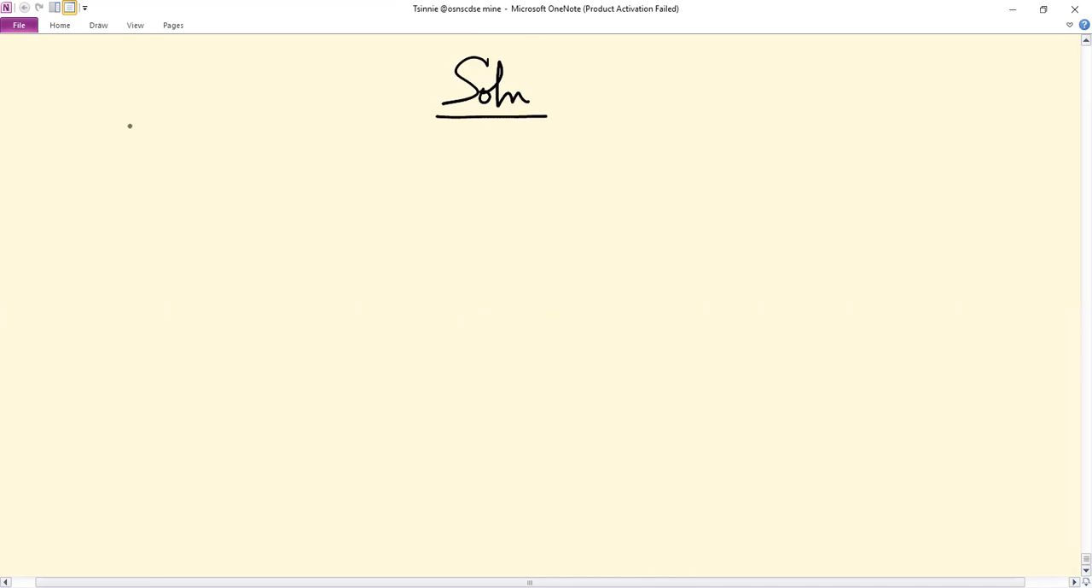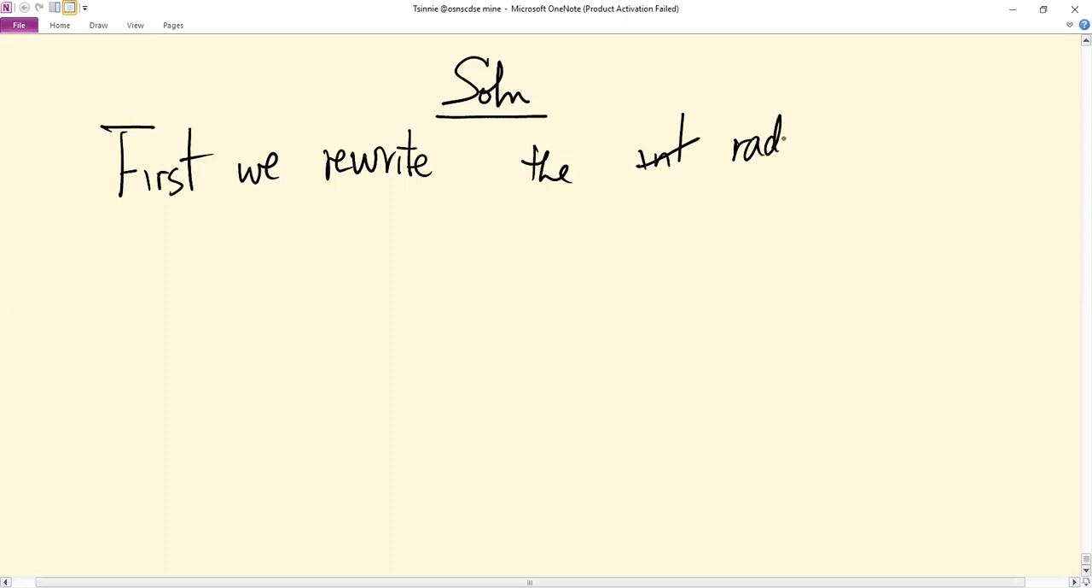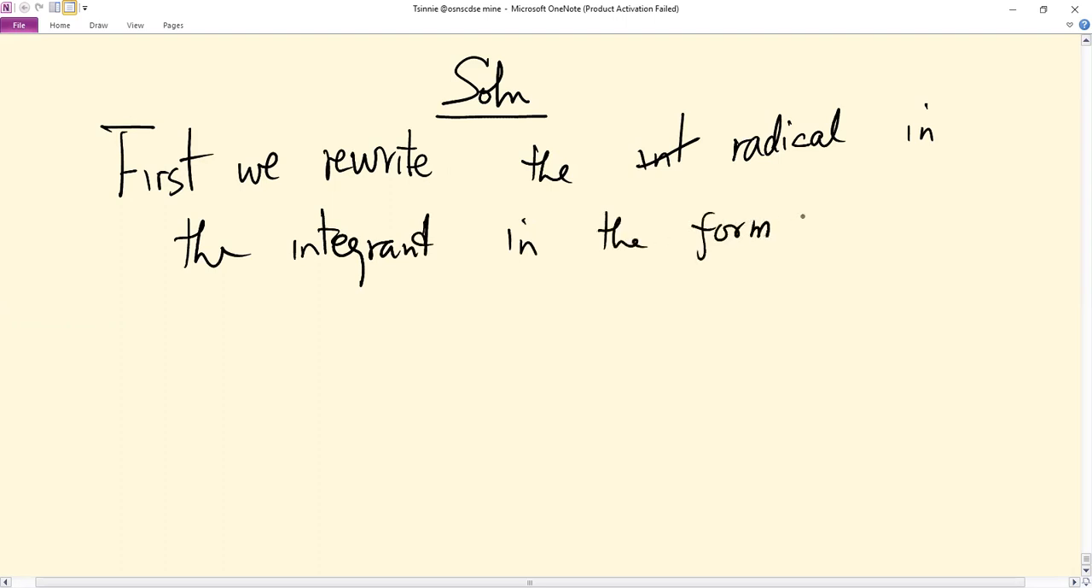So first, we rewrite the integrand, or the radical in the integrand, in the form x squared minus a squared. This is how we achieve that.